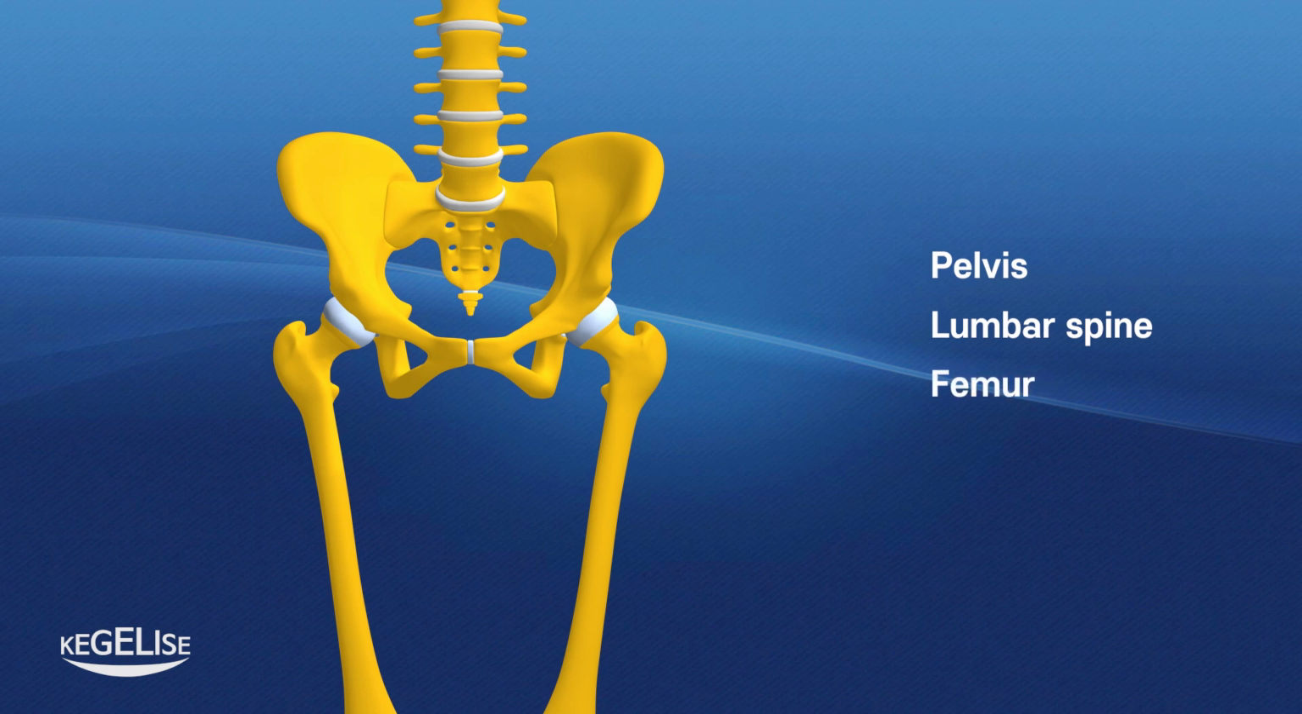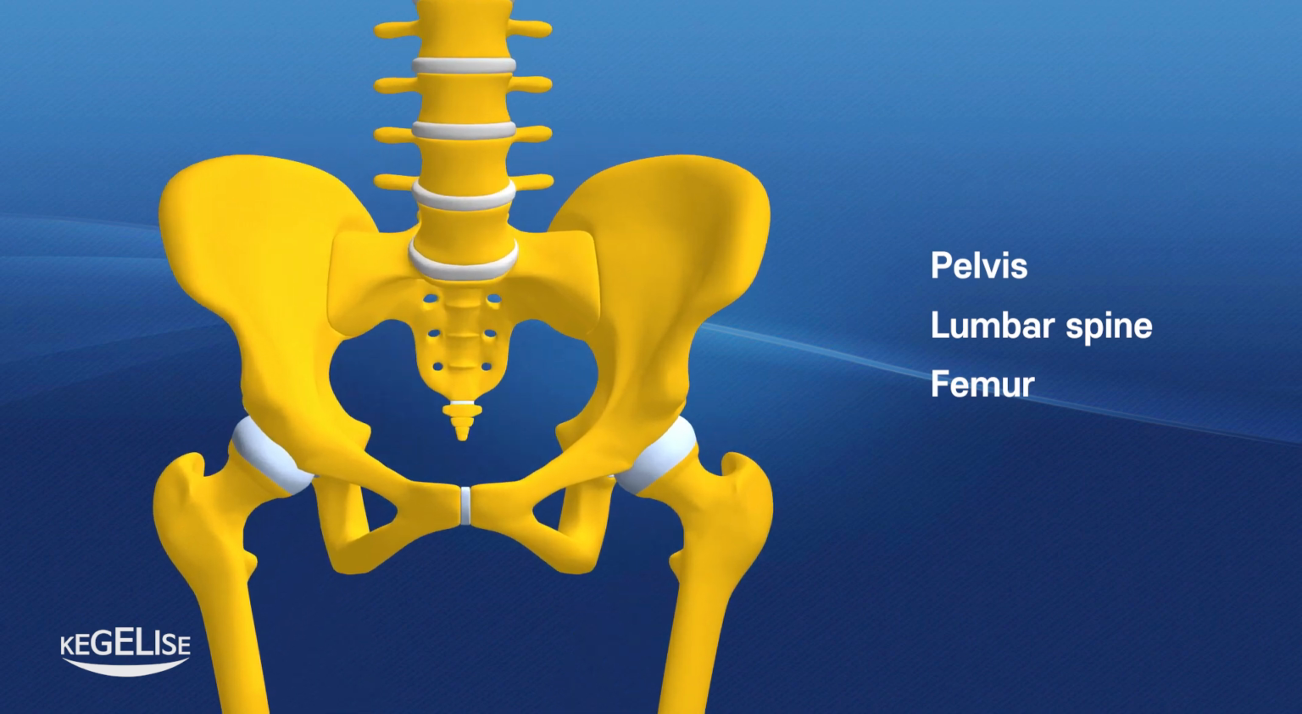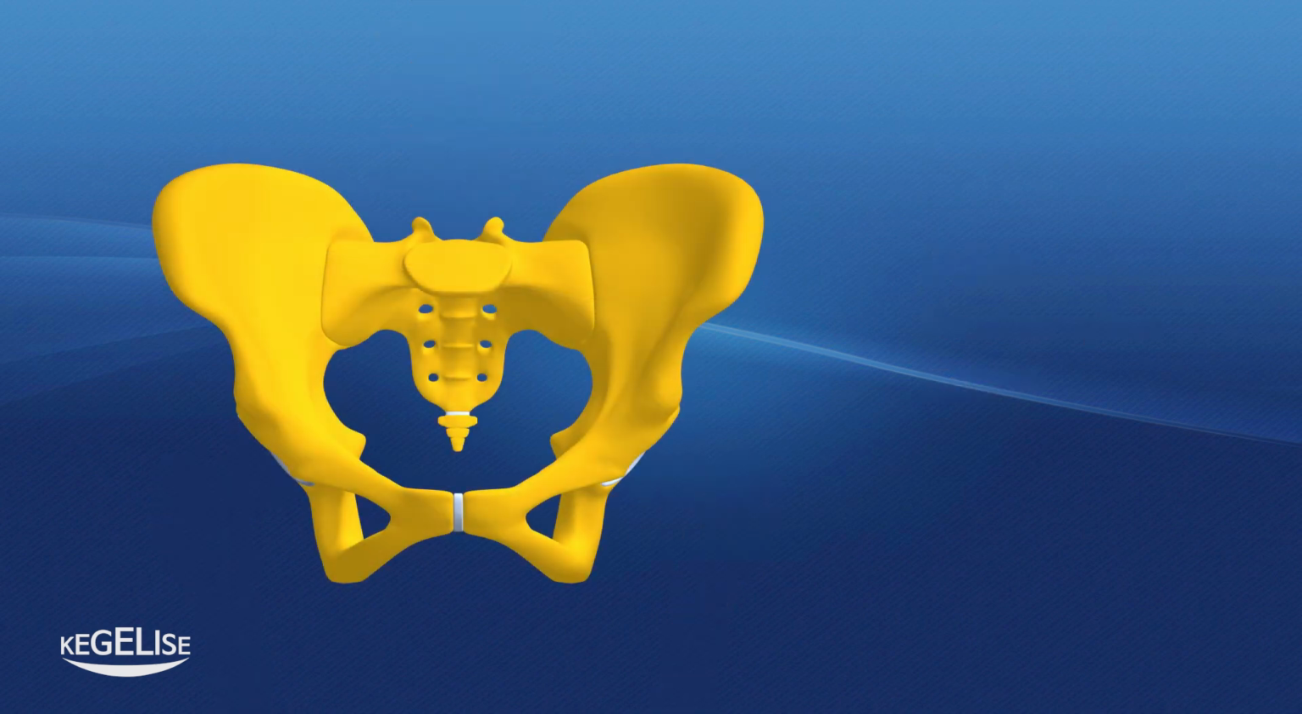This is a frontal view of the pelvis, lumbar spine and both femurs. The pelvis is connected at the top to the lumbar spine and at the bottom to both femurs. Let's look at the bones that make up the pelvis, then the lumbar spine and femurs. The pelvis consists of the sacrum, coccyx, and 2 hip bones.